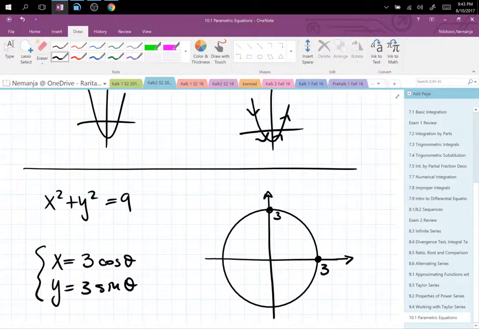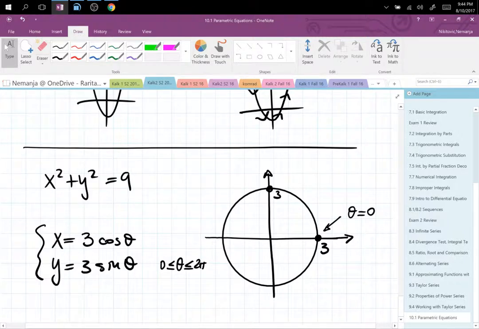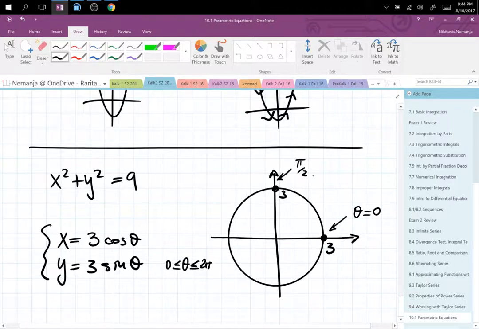Now observe what you have. Theta is going to be between 0 and 2 pi. So theta starts with 0. Observe that for theta equals 0, cosine of 0 is 1 times 3. So this is the position for theta equals 0. Theta can be pi over 2, right? When theta is pi over 2, how much is cosine of pi over 2? 0. And how much is sine of pi over 2? 1. You are getting this point here for pi over 2, and then this point here for theta equals pi. Do you see that there is a counterclockwise motion, right?